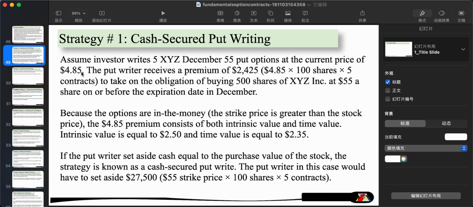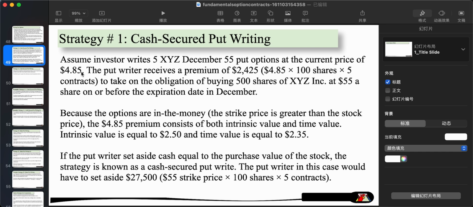So, strategy number one, cash secured put writing. In this case, assume an investor writes 5 XYZ December 55 put options at a current price of $4.85. The put writer receives a premium of $2,425, which is 4.85 times 100 shares times 5 contracts, to take on the obligation of buying 500 shares of XYZ Inc. at $55 a share on or before the expiration date in December. Because the options are in the money, the strike price is greater than the stock price.